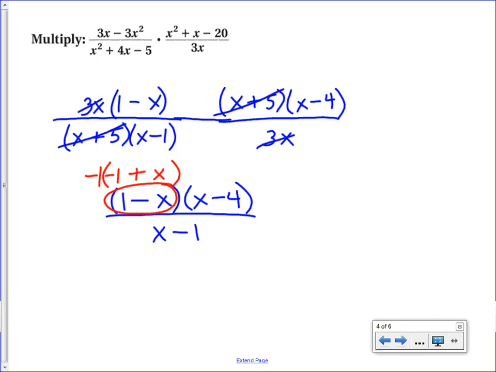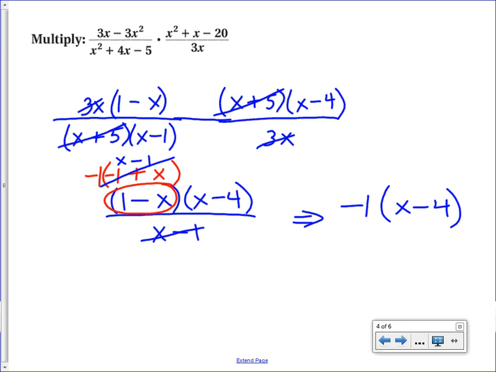Take a minute and digest that. We took out a negative 1, which changes both of the signs inside. Okay? Now what we have actually matches what we have on the bottom. Because that negative 1 plus x is the same as saying x take away 1. Which means I can now cancel this x minus 1 with this x minus 1. But you have to show the negative 1 that you took out because it's part of your answer now. So my answer is going to be negative 1 times x minus 4. And there is nothing left in the denominator.